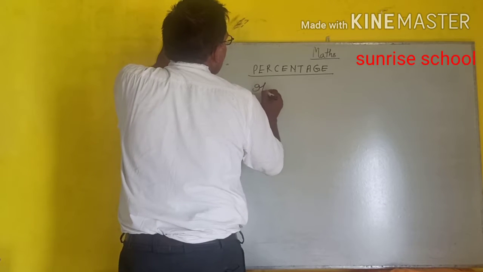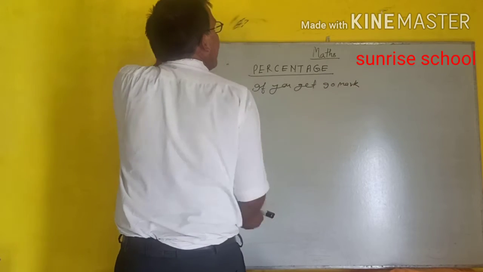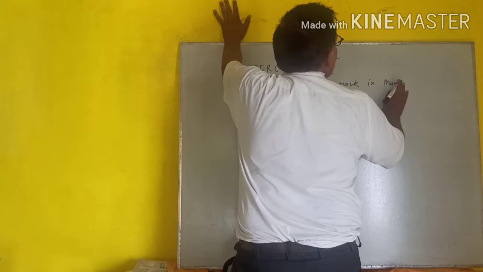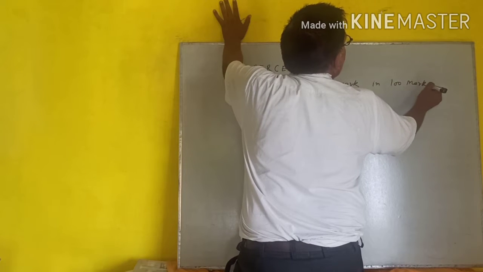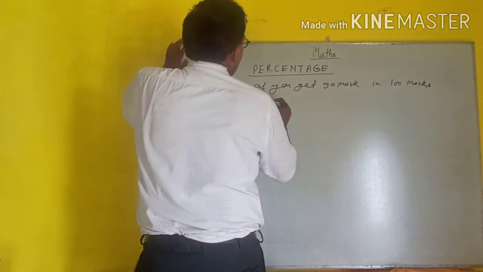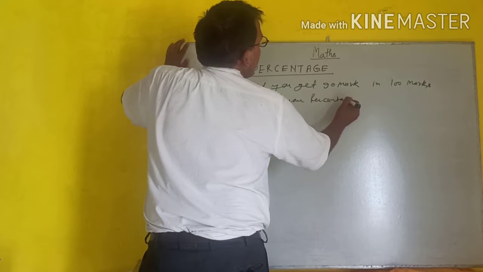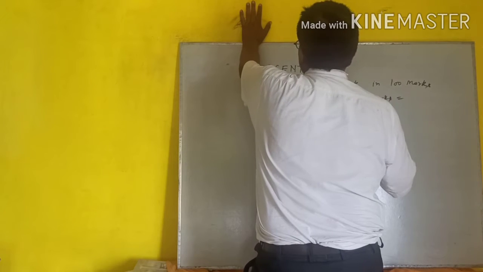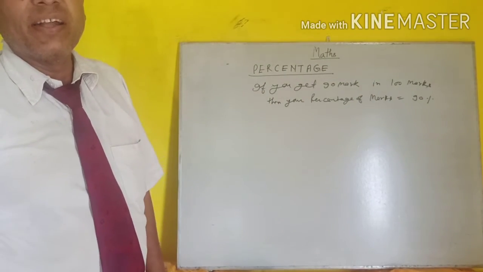If you get 90 marks in maths, 90 marks in 100 marks, then your percentage of marks is equal to 90%.